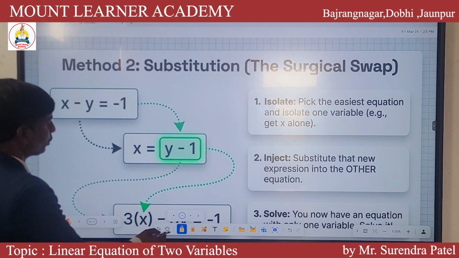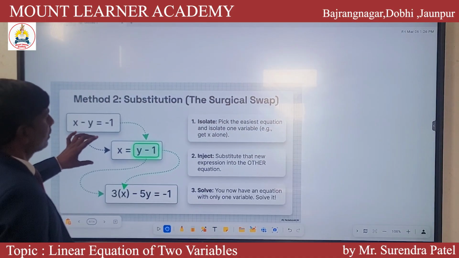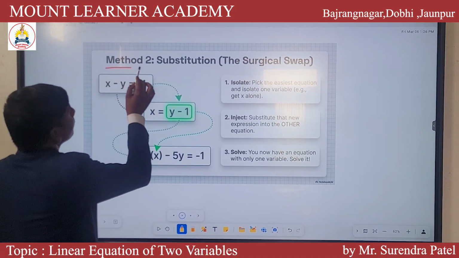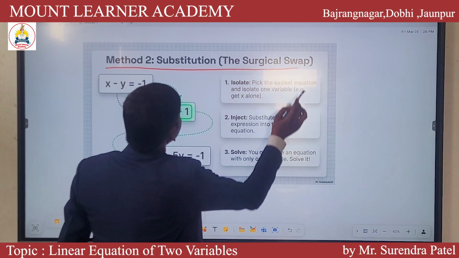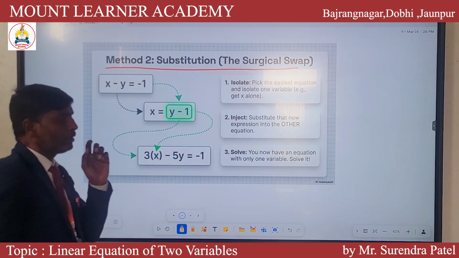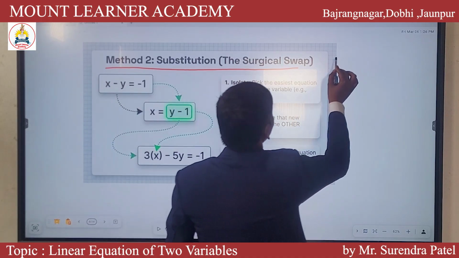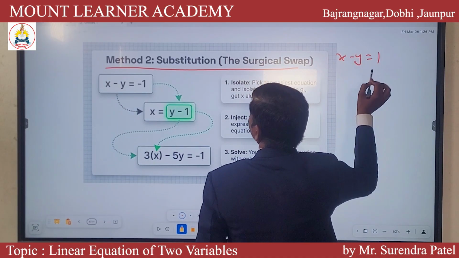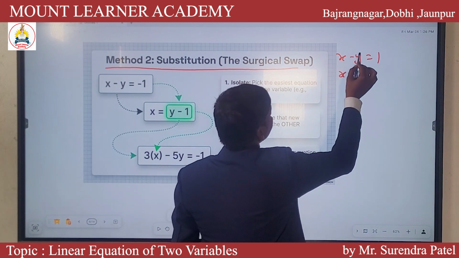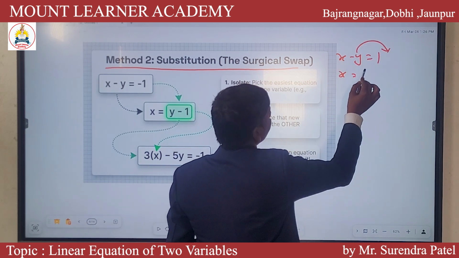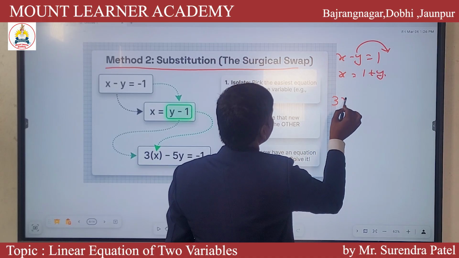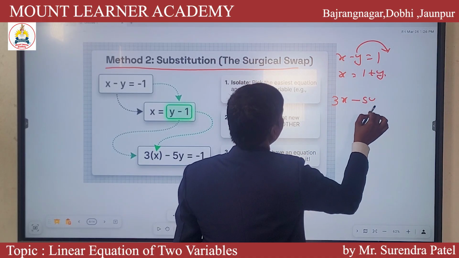Now method number 2, substitution method, the surgical sweep. In this method we have two equations. x minus y is equal to 1. Then we find x is equal to, transferring y to the right side, 1 plus y, and this is put in the second equation, 3x minus 5y is equal to 1.